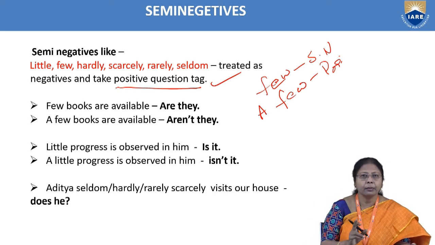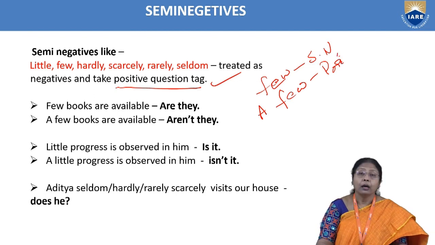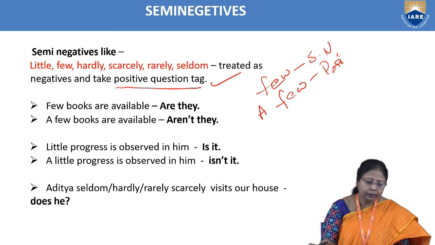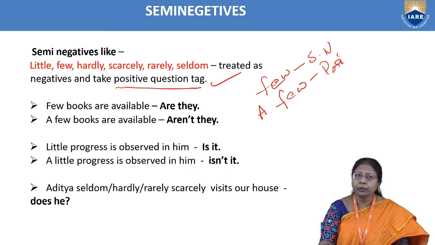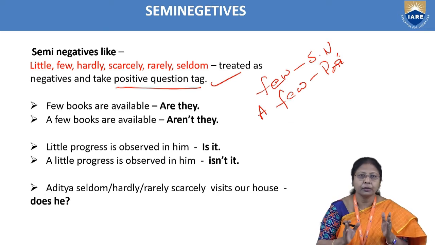Little is a semi-negative which we consider as a negative only, and a little we consider as positive. Many we can consider as... See here, I have given you a few examples. Few books are available. Few means here semi-negative, considered as a negative. So this statement is negative only.